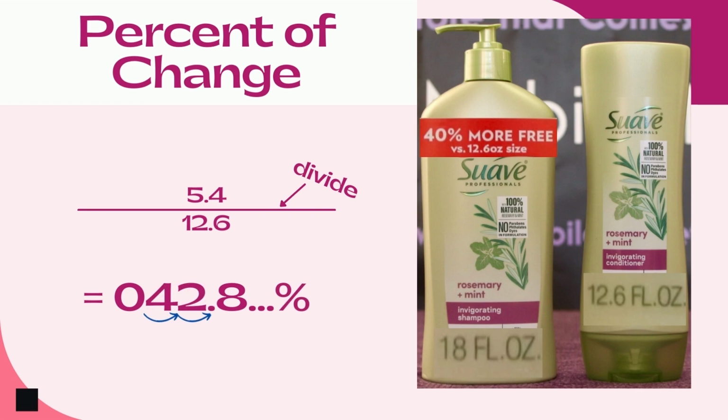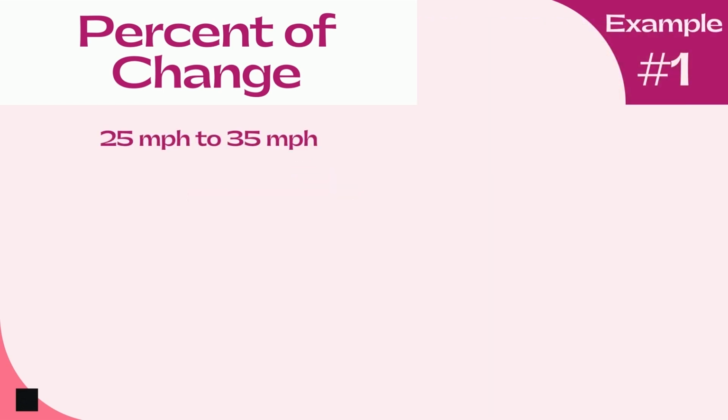That was the decimal version of the percent, so we need to change it to a percent by multiplying by 100, or moving the decimal 2 places to the right. Now we have 42.8%. I'm just going to round this up to 43% to make the thought process easier here. So that 18-ounce bottle of shampoo has not only 12.6 ounces in it, but it also has 43% of 12.6 ounces more. Let's start with some more examples.